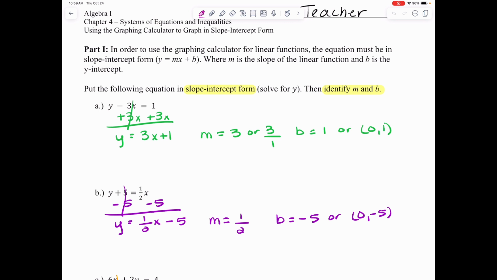In part B, to get y by itself, I have to subtract the 5. Then y is alone, and we have y equals 1/2 x minus 5. That makes the slope 1/2, so m equals 1/2, and the y-intercept, b, is -5, or a coordinate of (0, -5).